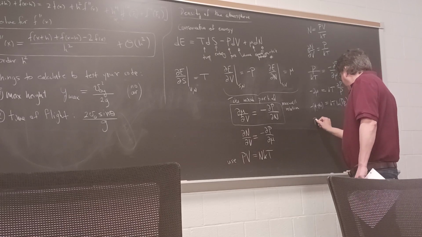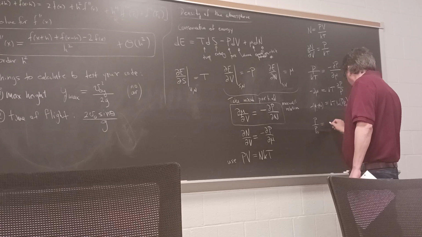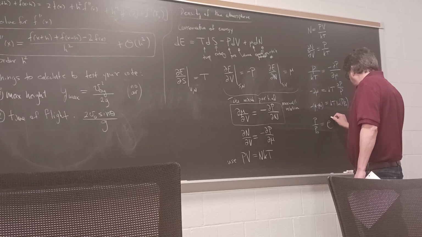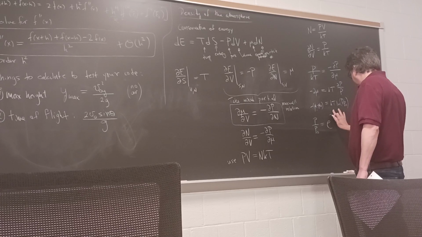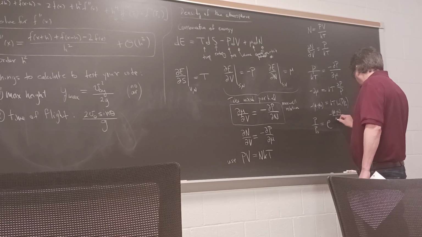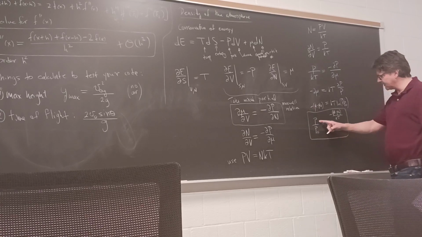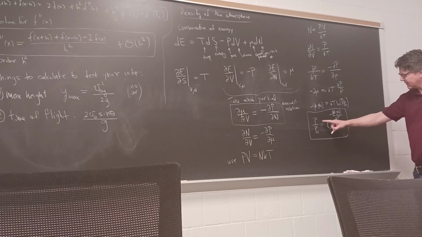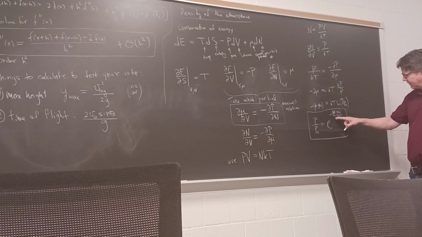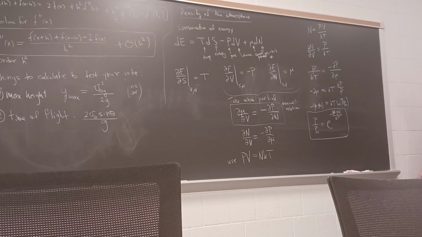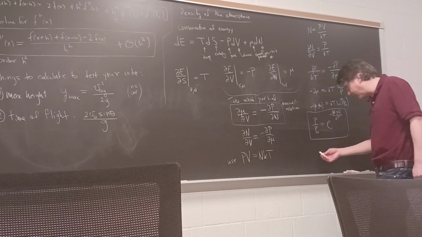So P over P0 is equal to e to the minus (mu minus mu0) over KT. All right, so this says that the pressure is exponential in the chemical potential. And the chemical potential, it's a real physical potential.